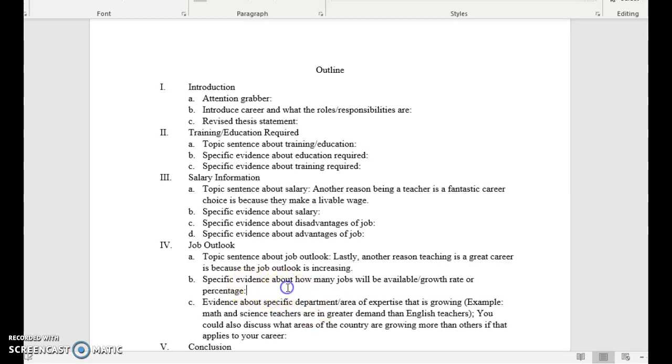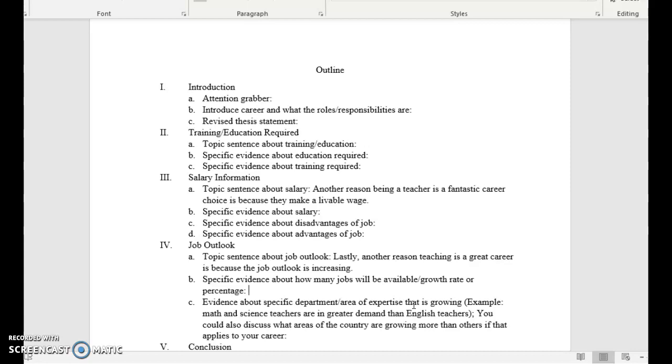Then you're going to include some specific information about how many jobs will be available or the growth rate percentage. So this is where you're going to copy and paste something from your sources where you're saying basically the percentage that your specific job is growing, the teacher field, right? But then you're going to think about the specific department or your area of expertise. Or you might even think about a specific part of the country. So somebody in Georgia is going to have a different job outlook than somebody in New York or California, right? It's going to be different.